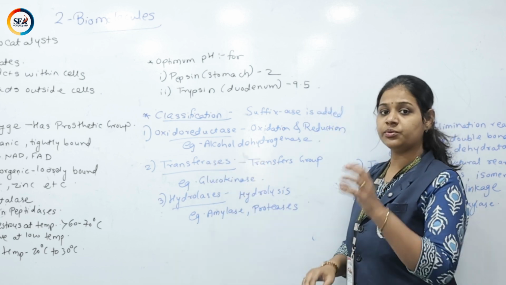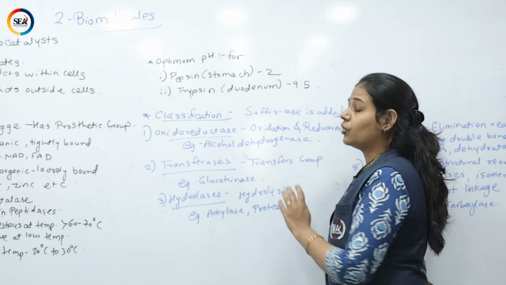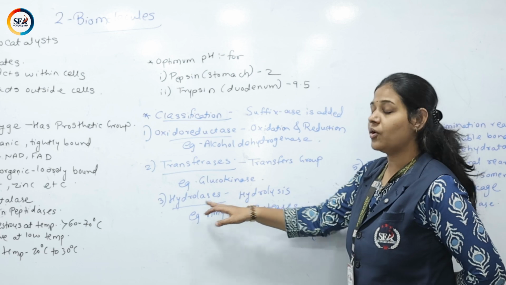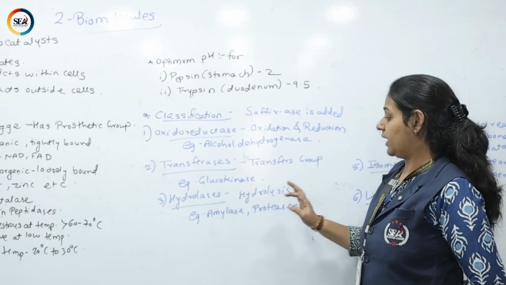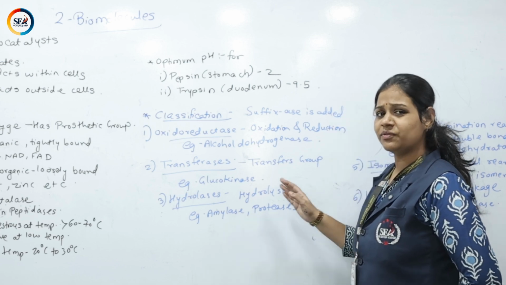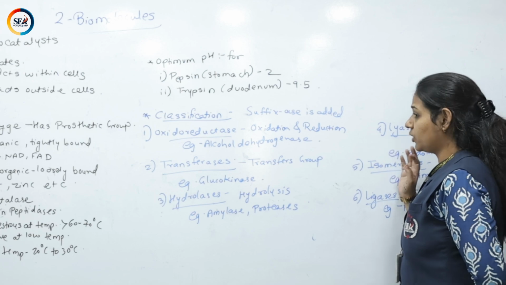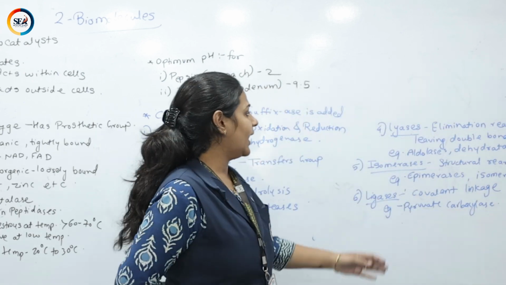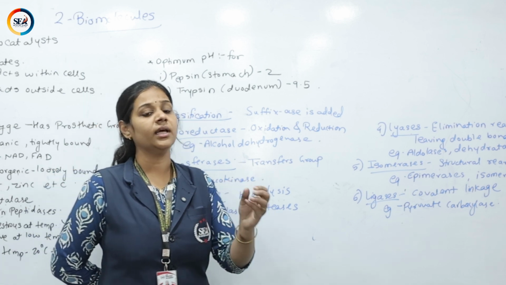Second, transferases, which transfer a group from one molecule to another. Example, glucokinase. Next, hydrolases, which carry out hydrolysis reactions. Example, amylase, which breaks down amylose, and protease, which breaks down protein. Next, the fourth one is the lyases. What are lyases? They cause elimination reactions, which leave a double bond.